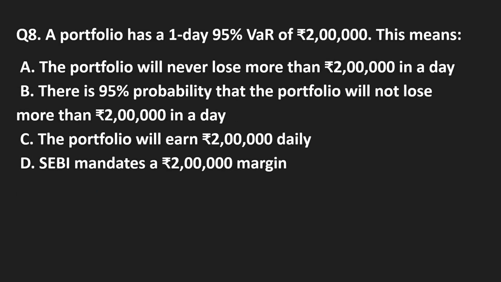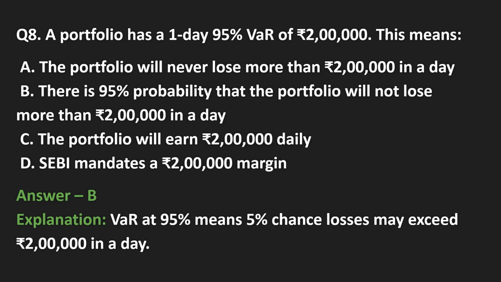Next question. A portfolio has a 1-day 95% VaR of 2 lakh. This means option A, the portfolio will never lose more than 2 lakh in a day. Option B, there is 95% probability that the portfolio will not lose more than 2 lakh in a day. Option C, the portfolio will earn 2 lakh daily. And option D, SEBI mandates a 2 lakh margin. Correct answer is option B, there is 95% probability that the portfolio will not lose more than 2 lakh in a day. Where 95% means 5% chance losses may exceed 2 lakh in a day.